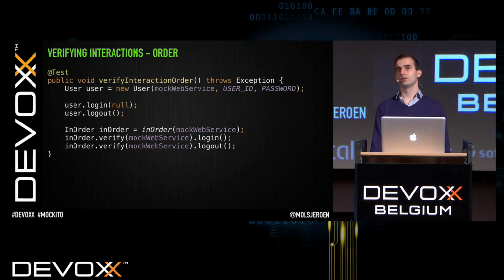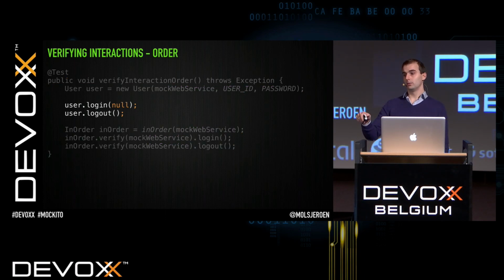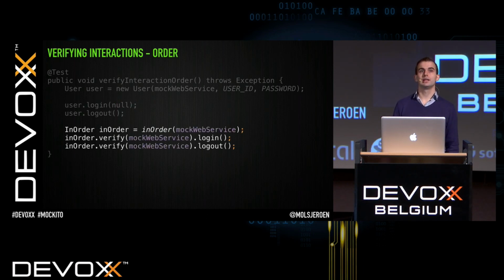The last thing you could do with verifying interactions is verify the order in which methods are called. So here we call first login, and then we call logout. Well, then we actually want to verify that the user also calls these methods in that order on the web service. So we just ask Mockito, in order for this mock, verify that first this method is called and then that method is called. This works for different methods called on the same mock or for different methods called on different mocks.